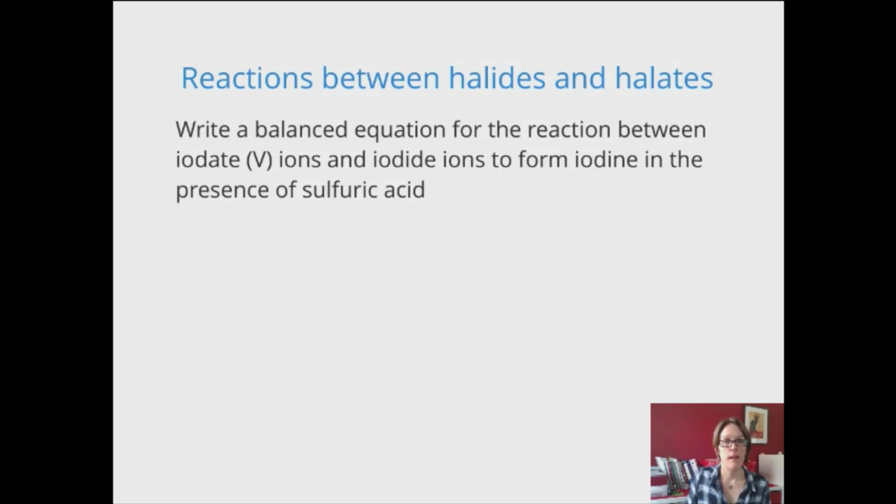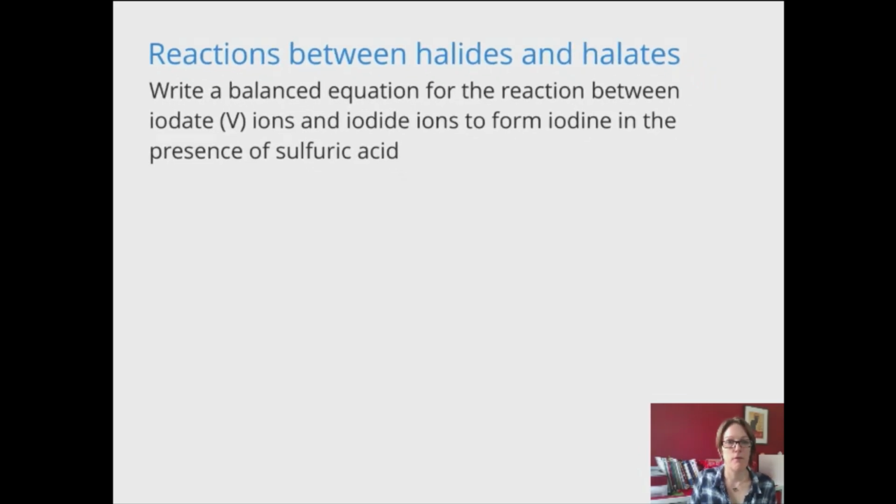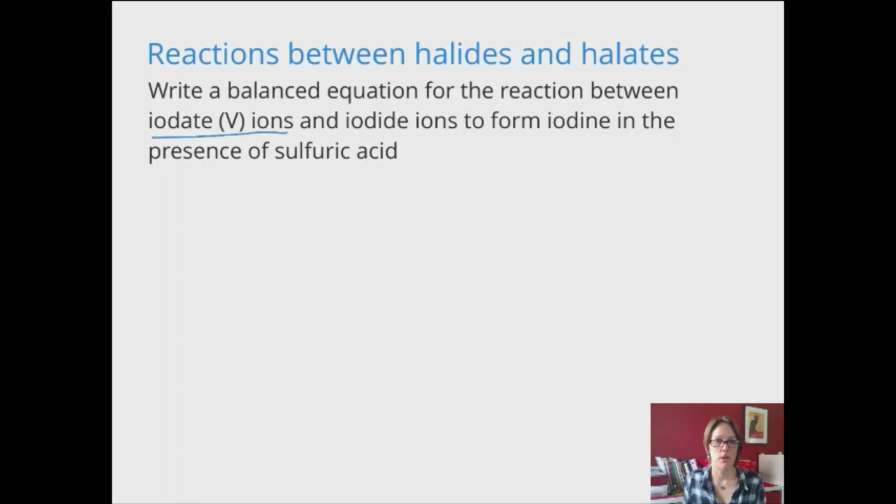Halides and halates. Okay, so halides and halates, what we mean is negative ions of halogens and negative ions of halogens containing oxygen. So imagine we had this question that says a balanced equation for reaction of iodate 5 ions and iodide ions to form iodine, and it says presence of sulfuric acid. So the first thing I need to work out is what is the formula of an iodate 5? You may be given it, but you could have to work it out.